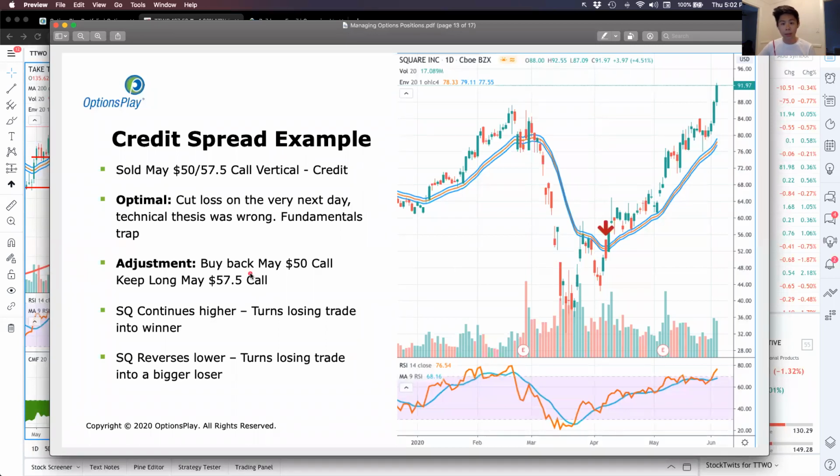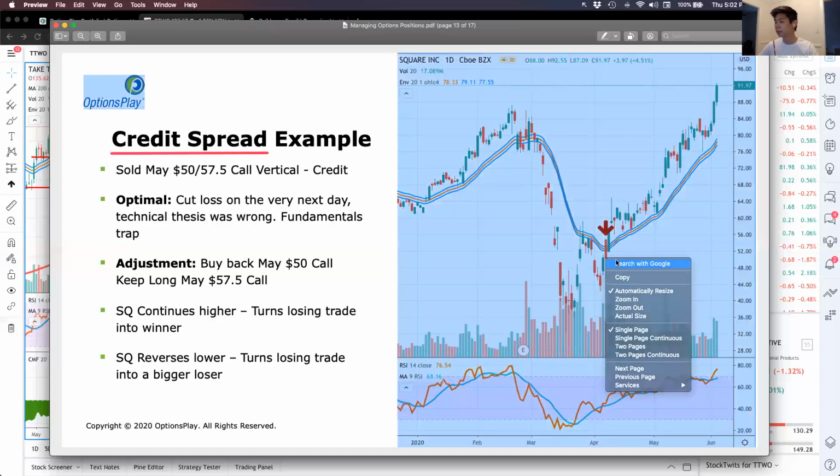So here is a trade, and this is one of the few examples, in my opinion, where you can make an adjustment to potentially turn this losing trade into a winning trade that actually doesn't add a lot of risk. But this particular example is only useful when you're selling a credit spread. Okay, so it's only suitable for when you're selling a credit spread.